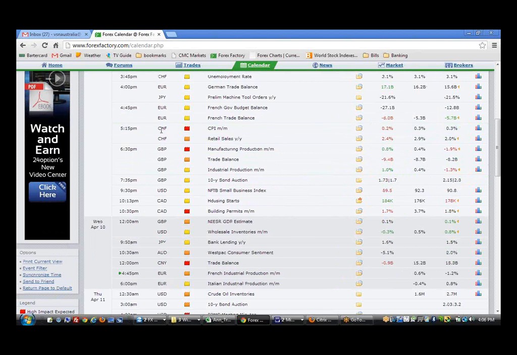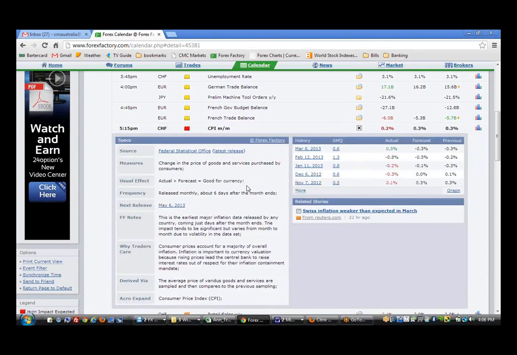Now to understand what the reports mean, you can always click on this folder right here. For example, the Swiss francs, Swiss CPI, what does that mean? We'll click on that and we'll see what it means. The source is linked to a website to see what the latest release or result would be. The forecast was 0.3, the previous was 0.3 as well, and the actual figure was less than the forecast and the previous.